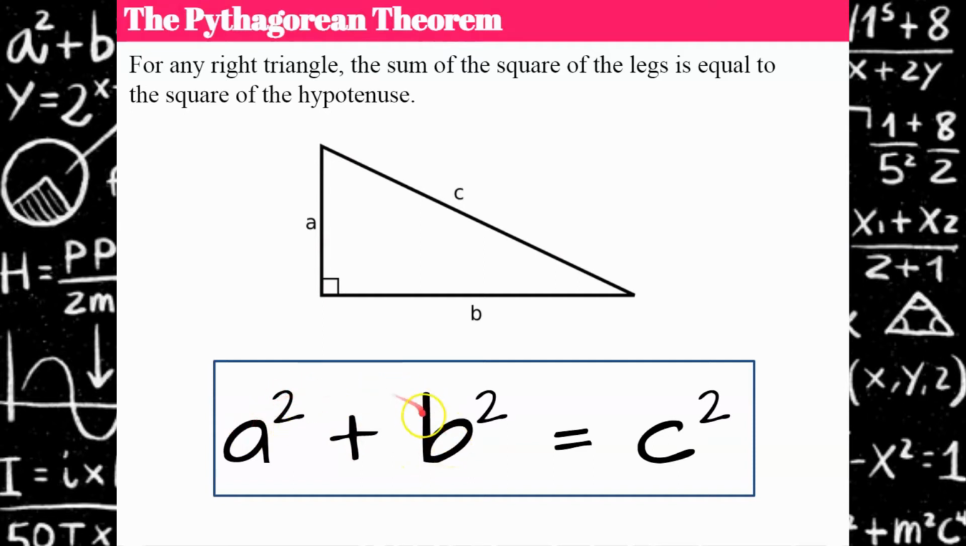So here are my legs, and I'm squaring them. A squared means A times A, and B squared means B times B. Then I have the sum: I add them together, and when I do that, it will be equal to the square of the hypotenuse. The hypotenuse is C, and C squared is the square.